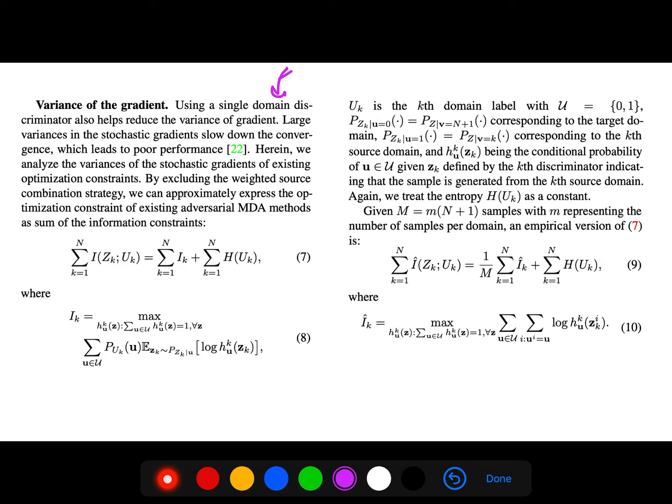We analyze the variances of stochastic gradients of existing optimization constraints. That is interesting. By excluding the weighted source combination strategy, we can approximately express the optimization constraint of existing adversarial methods as a sum of the information constraints. So the sum of I and H. And this U sub K here is just the K-th domain label.